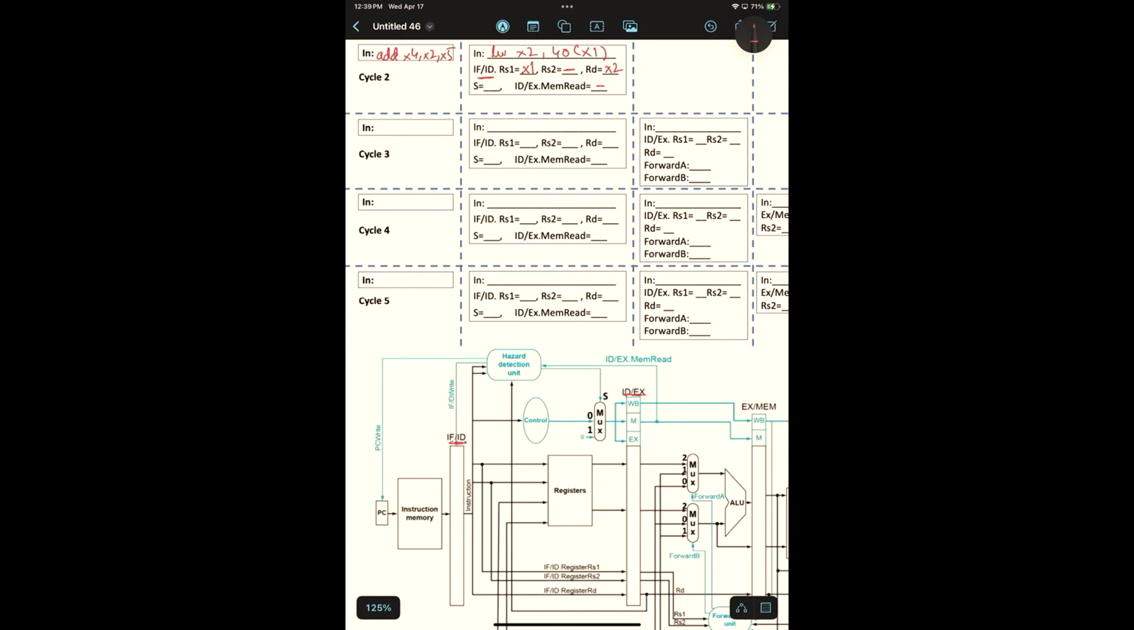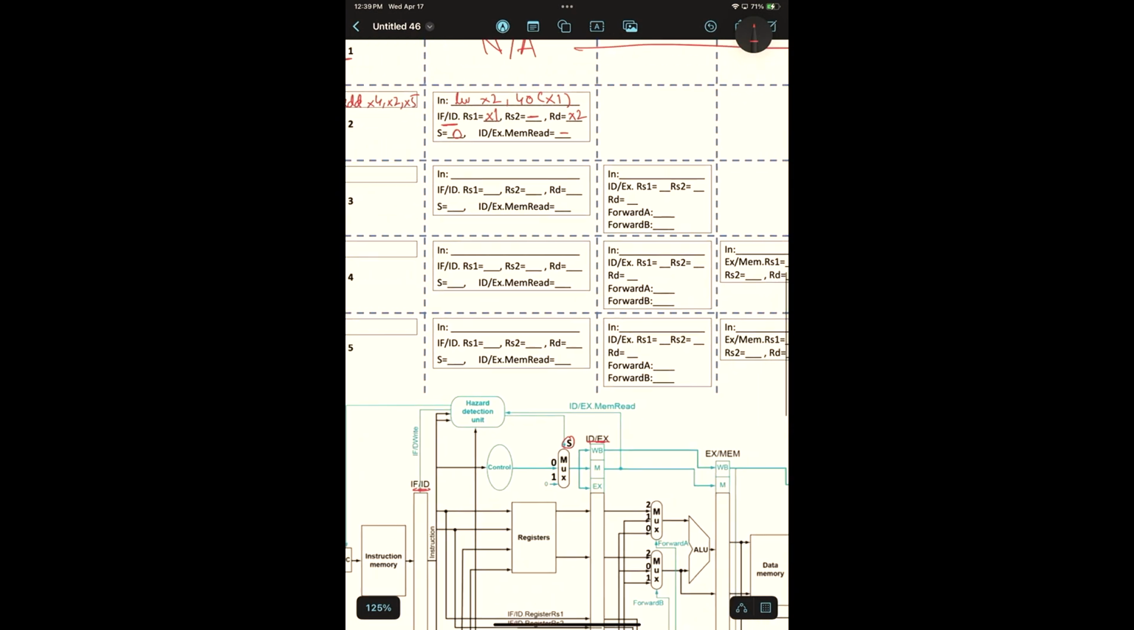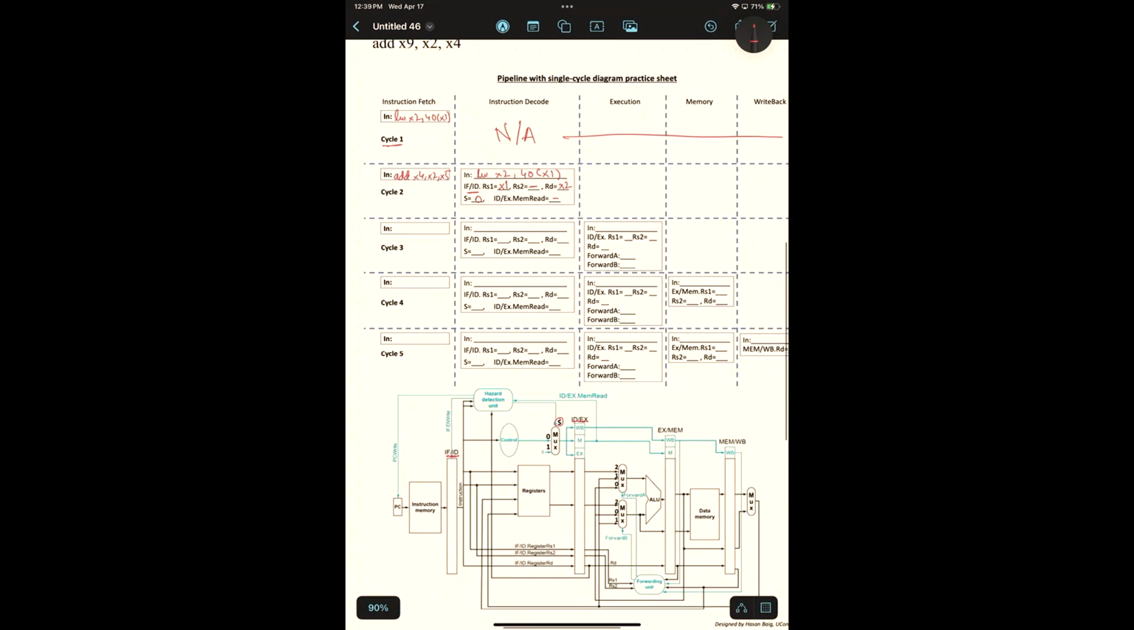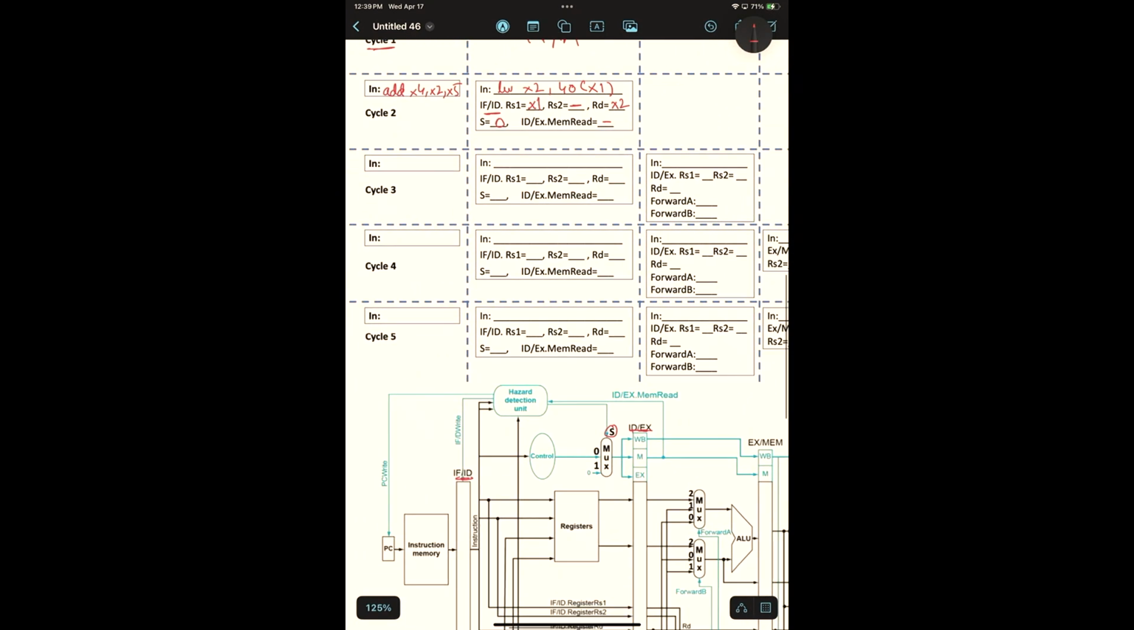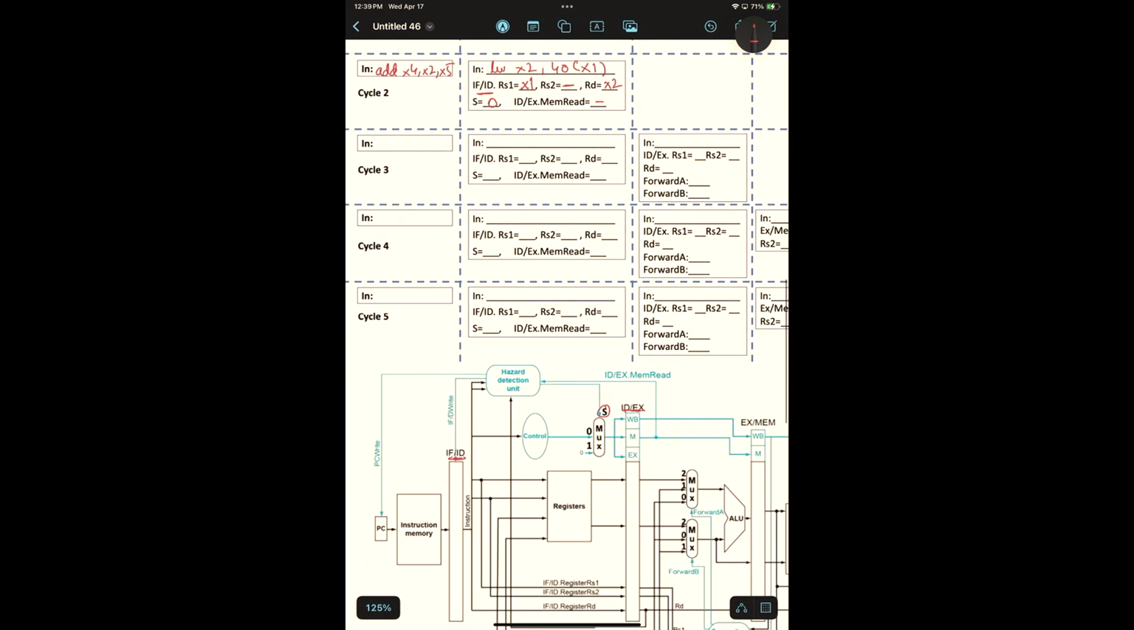Okay, what is the value of S? S is here, so it should be 0, because it should be fetching all the normal control signals. Why is IDX memory not 0? Why would it be 0? Because IDX mem is currently empty. No instruction has reached that far yet.